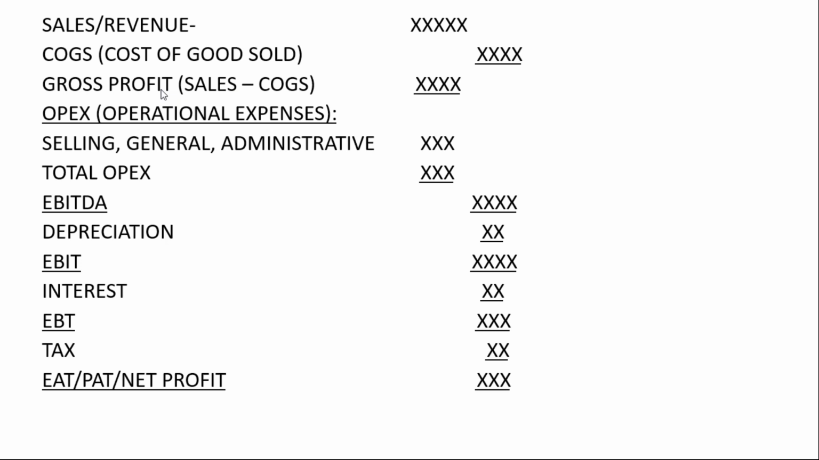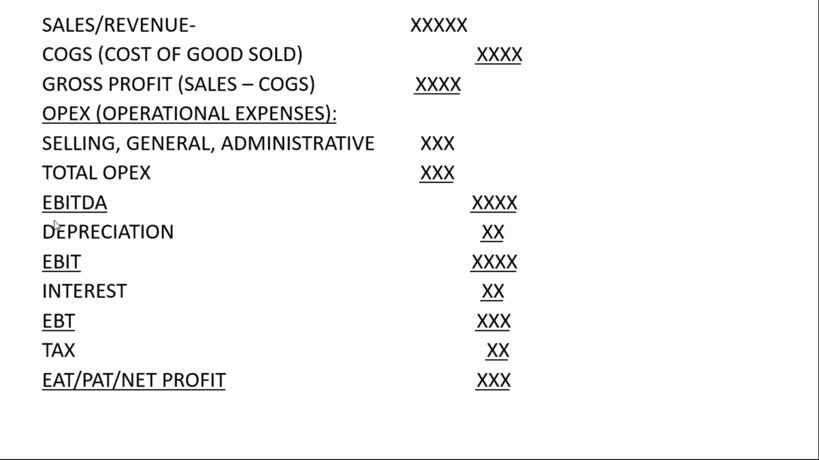That is operational expenses, also called Opex for short. These Opex values will include the selling expenses and general and administrative expenses. Anything that comes under this will be removed. The total value of the Opex will be subtracted from the gross profit value, and this value is called EBITDA.